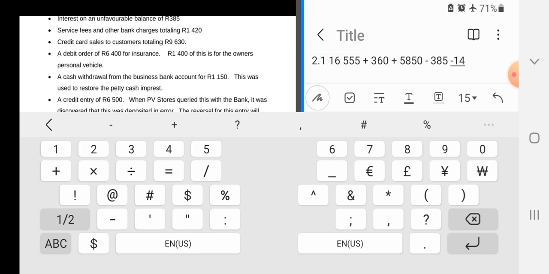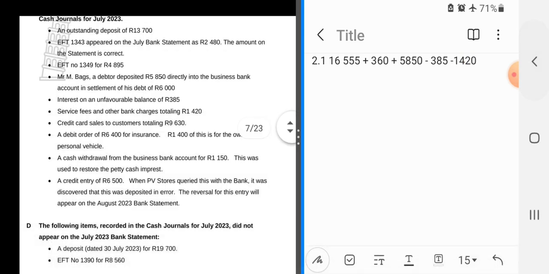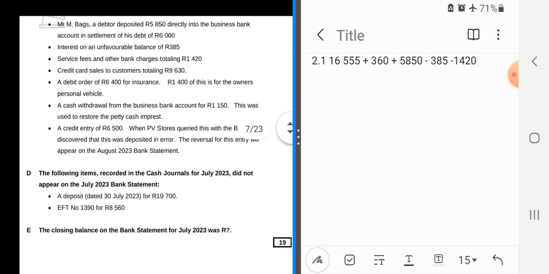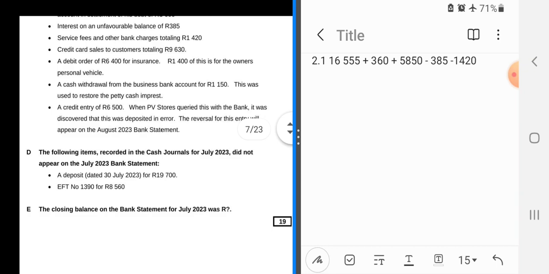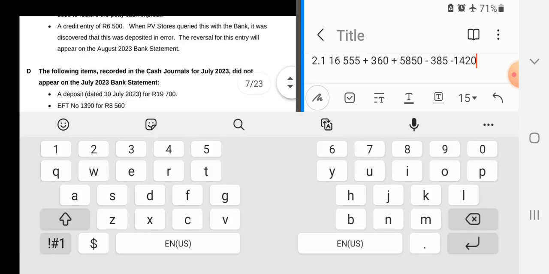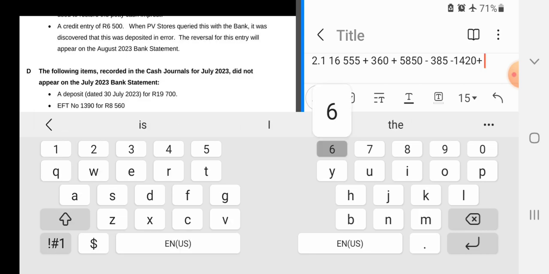It's 1,420. Yes. And then credit card sales to customers totaling 9,630. So that was a credit card sale from the customer. So that will be plus 9,600 rand.